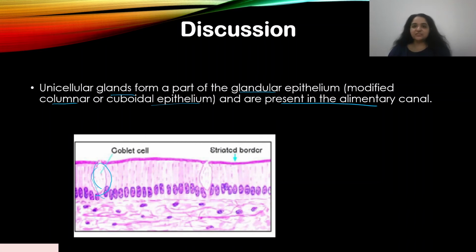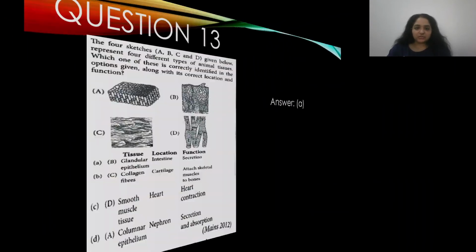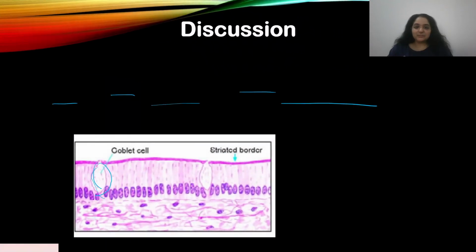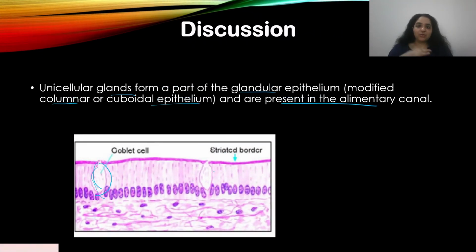And goblet cells secrete mucus, that's its job, so secretion is there. I think that was also part of the question. Yeah, secretion over here. So clearly option A is the right answer here. All right, so it's important to know all the diagrams that are there in NCERT. Like you just saw in this question, they could ask you anything, right? Yes, we can move on then.